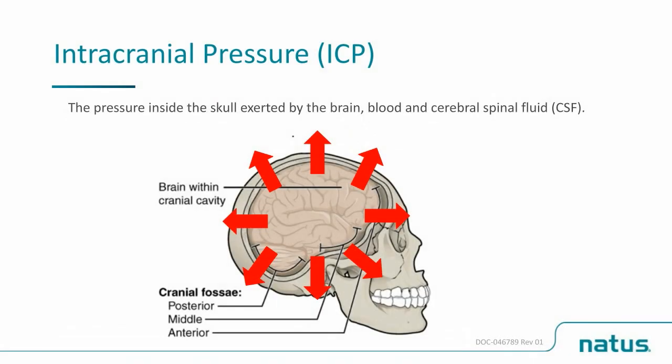When we talk about pressure, we're looking at something pushing or applying force against something else. Here, ICP is the pressure created by the brain, blood, and cerebral spinal fluid, or CSF, pushing against the confines of the cranium. ICP gives us a global view of changes in the volume of the cranial contents and allows us to monitor perfusion of blood into the brain.